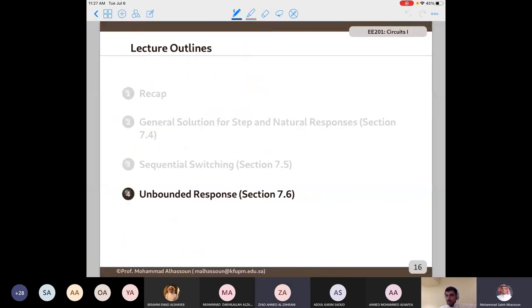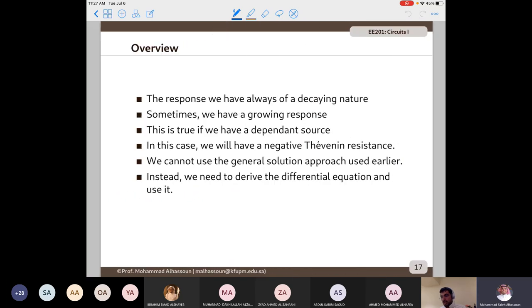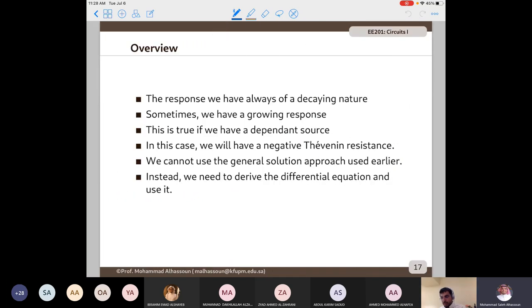Okay, the last part in chapter 4, chapter 7 is concerned about. So remember the whole analysis that we did, starting from chapter 7, we did not consider any circuit with a dependent voltage source. So let's see what happens if we have a dependent voltage source. This is something called unbounded response.